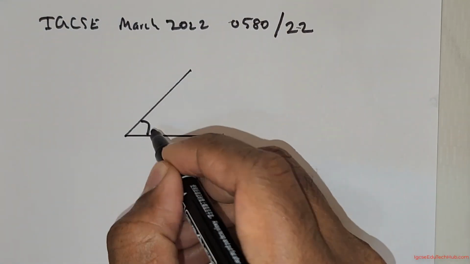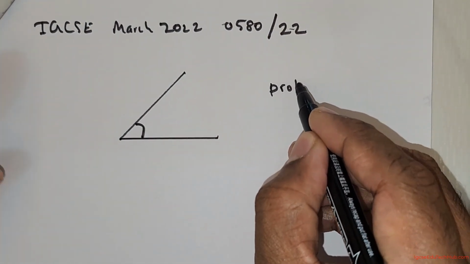The first question just wants you to get the angle. We want this angle. What you have to do is use the protractor.